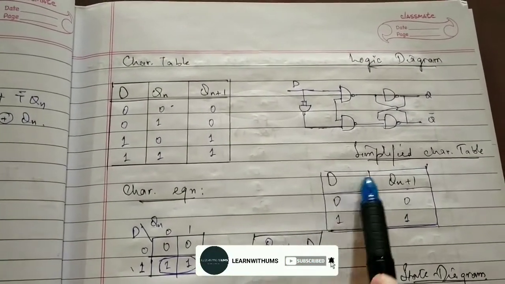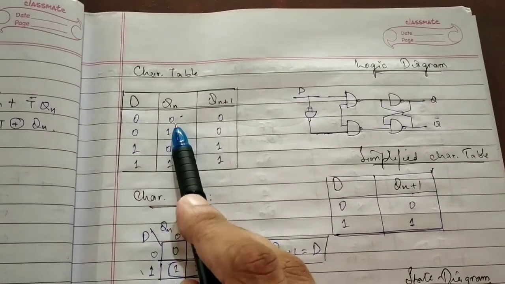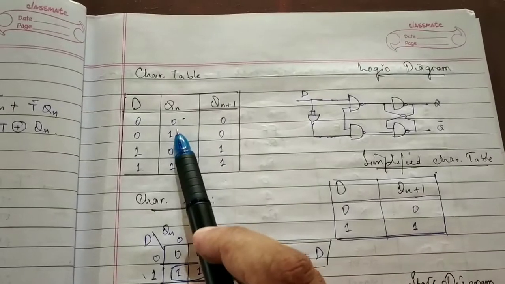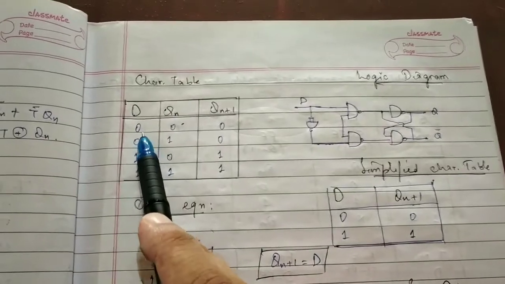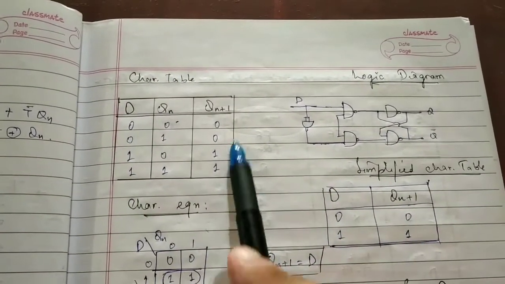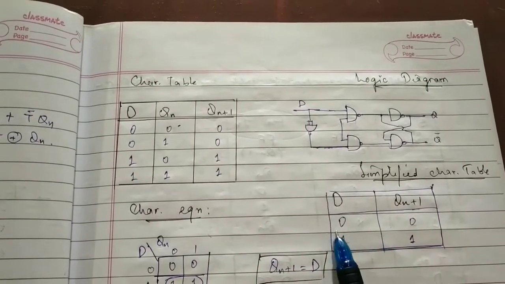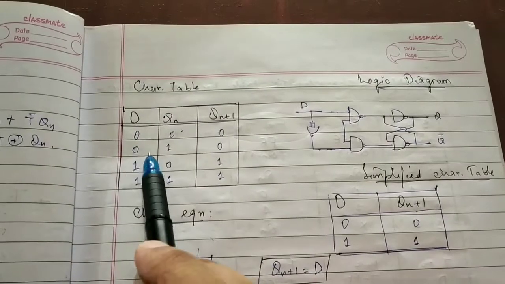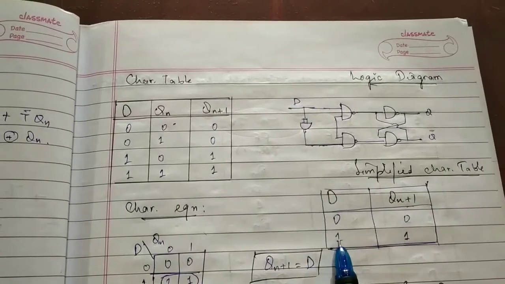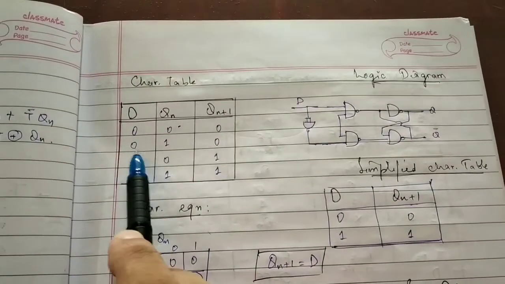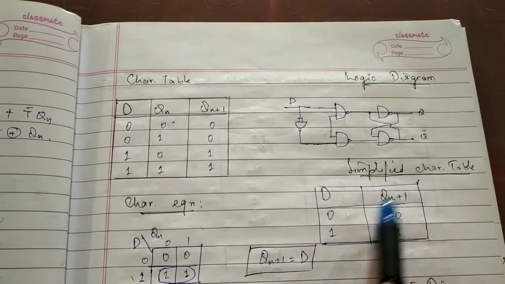We can obtain the simplified characteristic table from this table. We usually don't care about Qn because it can be either 0 or 1. So we write the D input, which can be either 0 or 1, and the corresponding next state Qn+1. When D is equal to 0, Qn+1 is equal to 0. Similarly, when D is equal to 1, Qn+1 is equal to 1. This completes the simplified characteristic table.